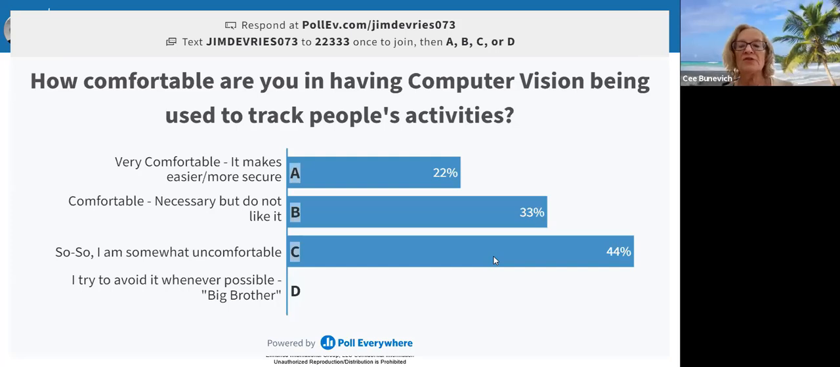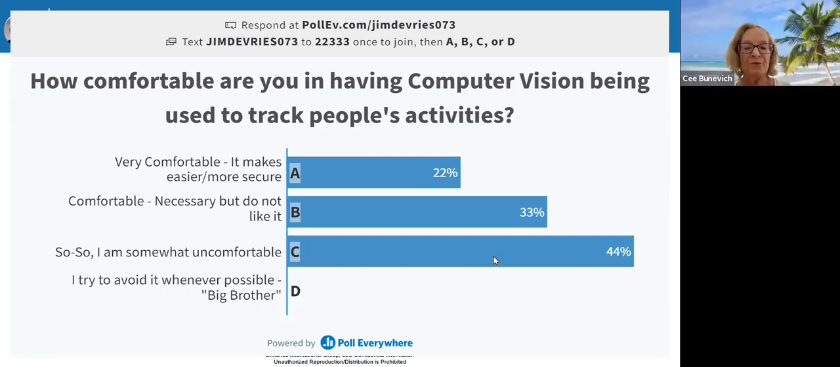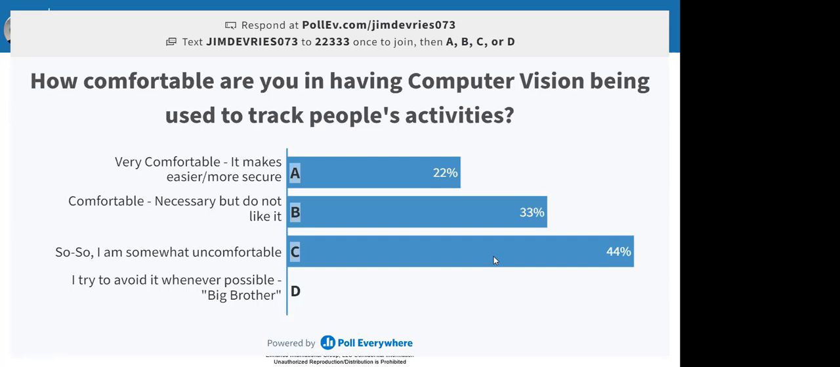Correct. So 77% of people are so-so or comfortable. The overwhelming majority are okay with it. And then we have 22% that are very comfortable. And nobody in this group found it too creepy. So that's good. We don't have to go back to 1984. We're not there. Of course, that book has changed everything because everybody is worried about that. Great. Thanks everyone for participating in the poll.